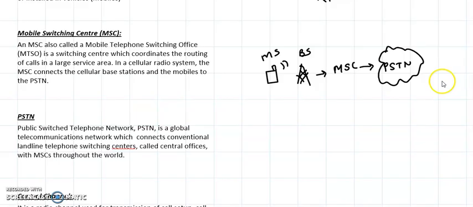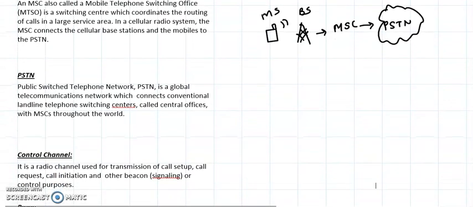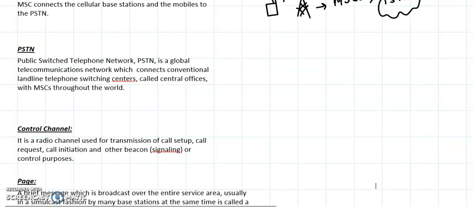So let us now move on to the next definition, which is the control channels. Now what is a control channel? It is a radio channel used for transmission of call setup, call request, call initiation and other beacon signaling or control purposes. Let us first understand what is the meaning of channel.